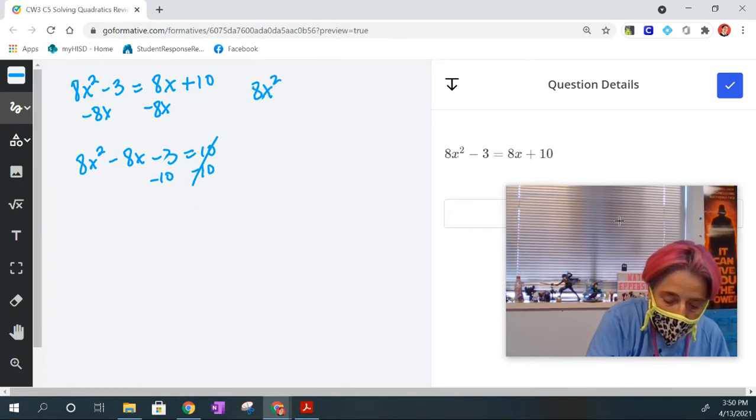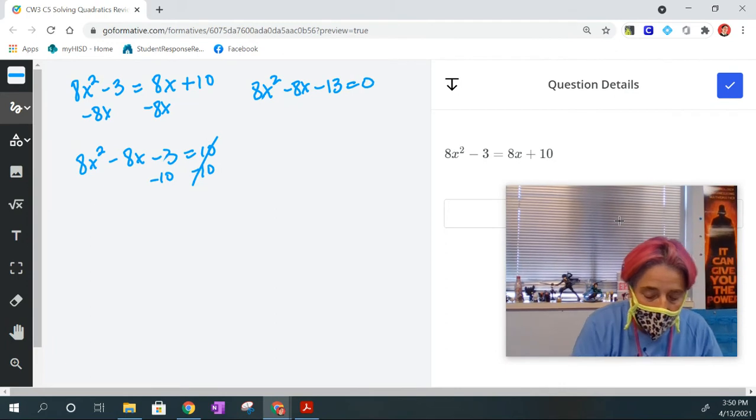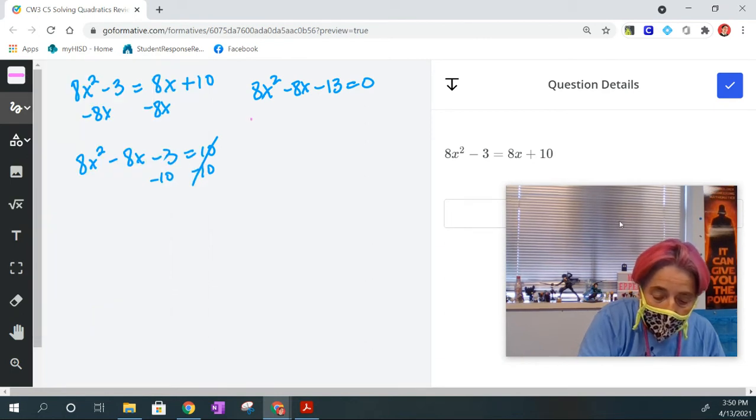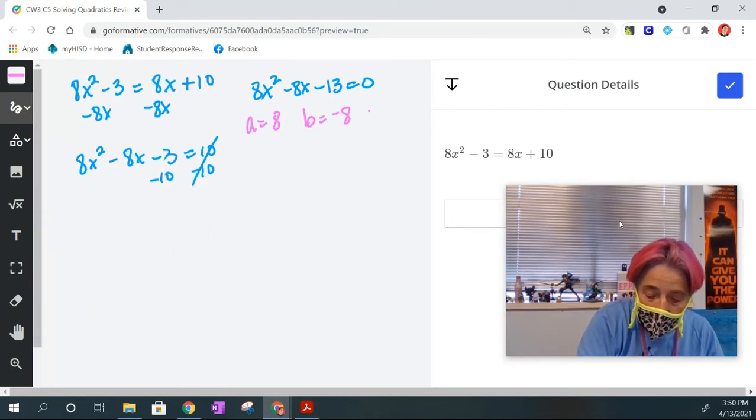So this is going to become 8x squared minus 8x minus 13 is equal to 0. There's no GCF. I can't simplify this any further, so I'm stuck with this equation. My A is equal to 8. My B is equal to negative 8. My C is equal to negative 13.